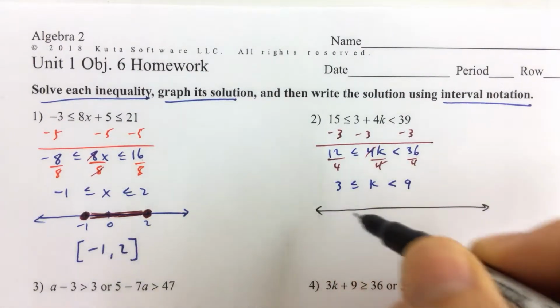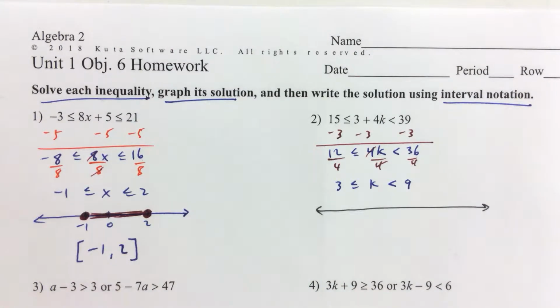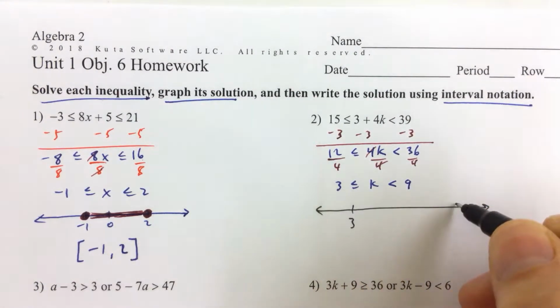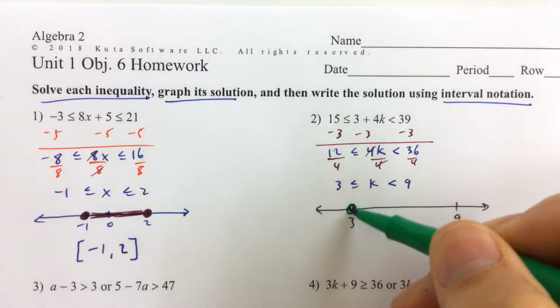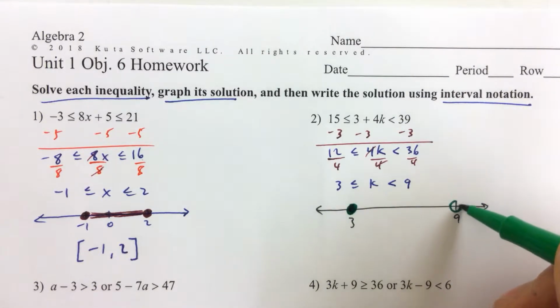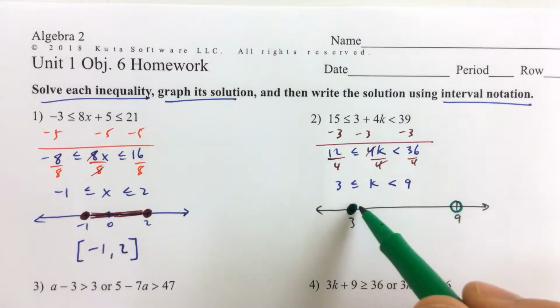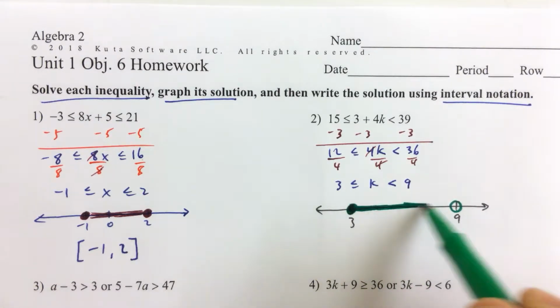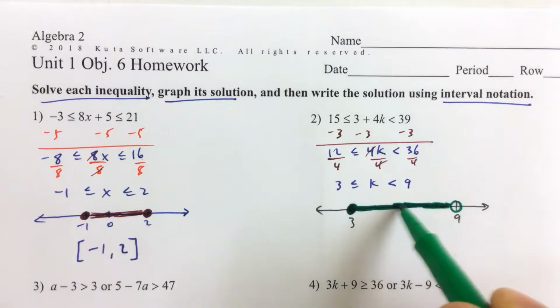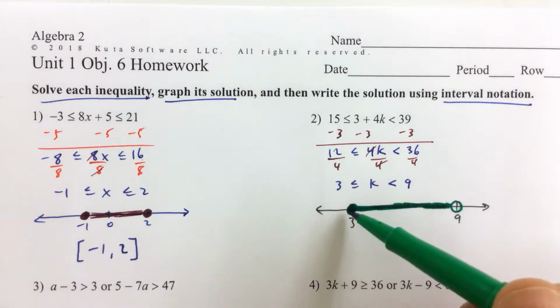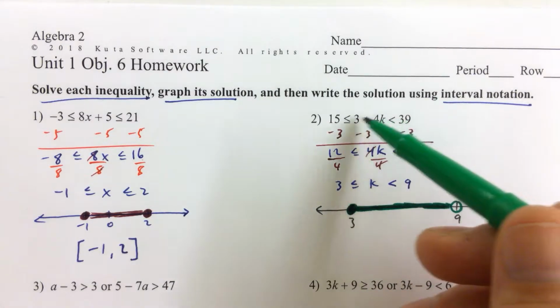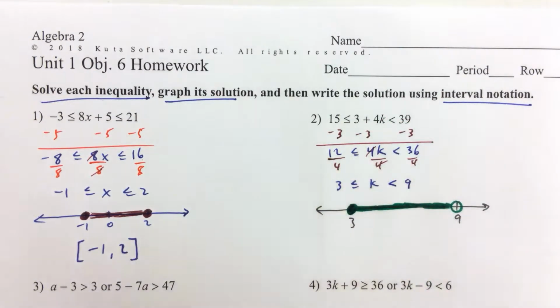graph, so our graphing notation would be we show 3, we show 9, and then we see that k is allowed to be equal to 3, so the graphical representation of our solution would be all the real numbers between 3 and 9, including 3, but not including 9. So basically, if we were to replace k in the original inequality with any number between 3 and 9, that real number would make the inequality a true inequality.